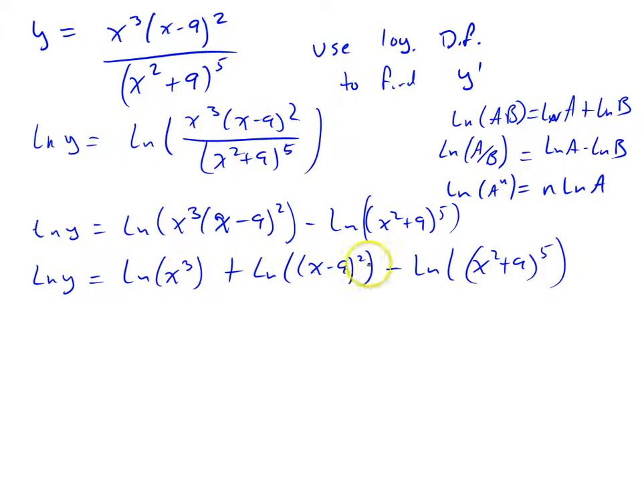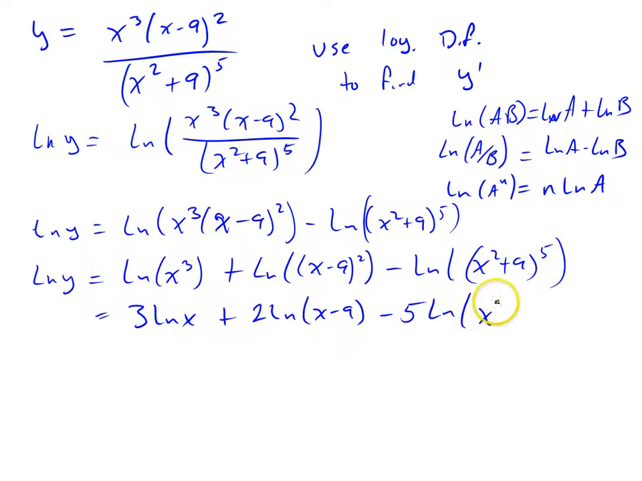Now I've got all these exponents that I'm going to pull out. So the natural log of x cubed is 3 times the natural log of x. The natural log of this thing squared is 2 times the natural log of this thing. And likewise, the natural log of this thing, not squared but raised to the 5th power, is 5 times the natural log of that x squared plus 9.